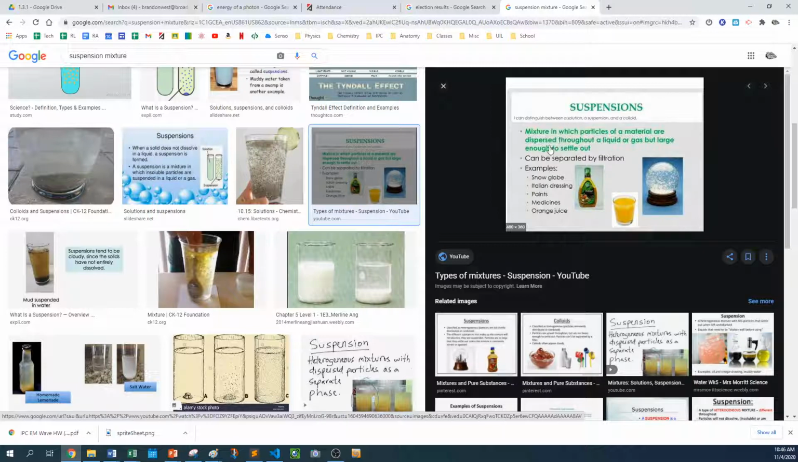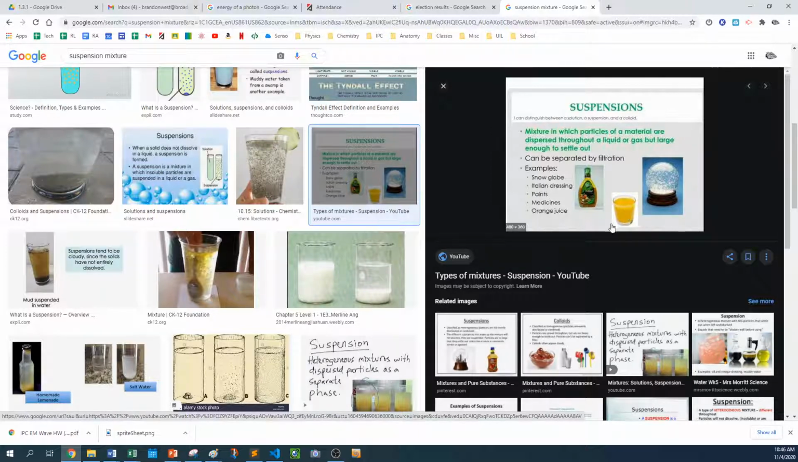So some other examples. Salad dressing when you shake it up. Orange juice if you have pulp in it. So if you have pulp in orange juice, the pulp is going to eventually settle down to the bottom. The pulp doesn't dissolve into the liquid, right? It doesn't disappear. So you still have solid floating around, and that solid doesn't dissolve into the liquid.